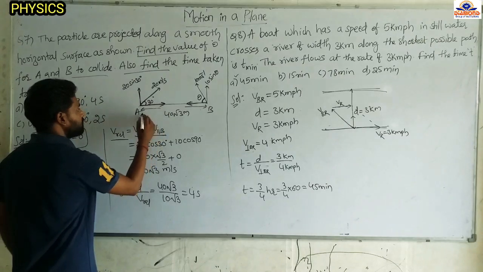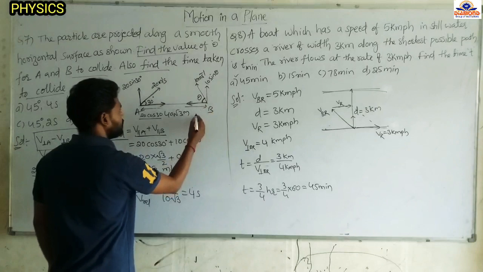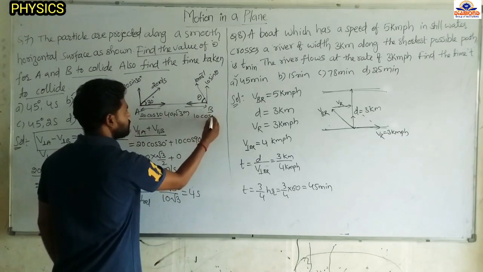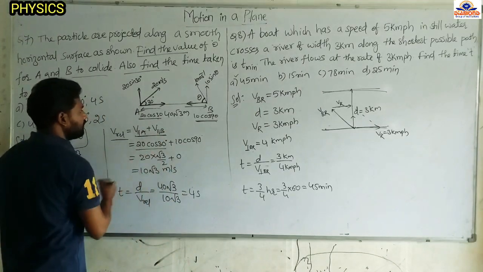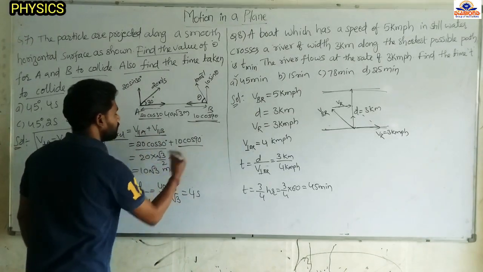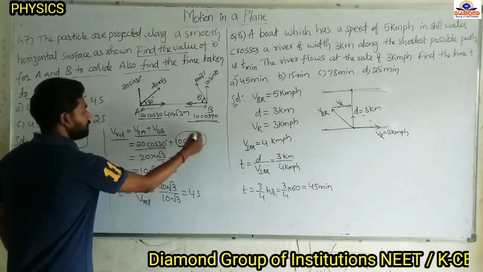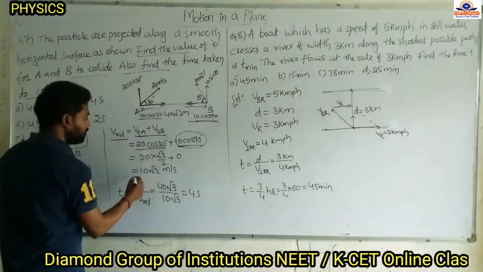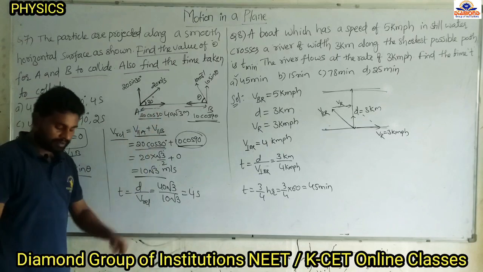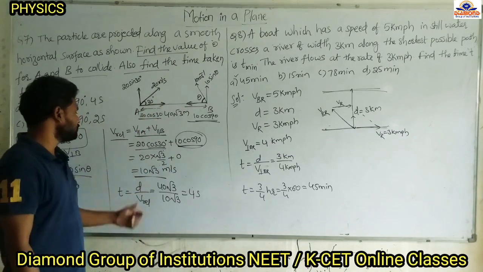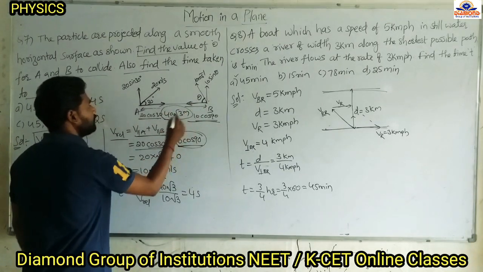So the horizontal component for A is 20 cos 30, and for B the horizontal component is 10 cos theta, which is 10 cos 90. So 20 into cos 30, which is root 3 by 2, and cos 90 is 0, so that term becomes 0. Now 20 into root 3 by 2 gives 10 root 3 meters per second. The relative velocity between A and B is 10 root 3 meters per second, and the distance between A and B is 40 root 3 meters.